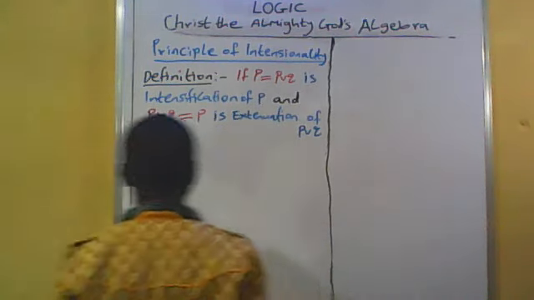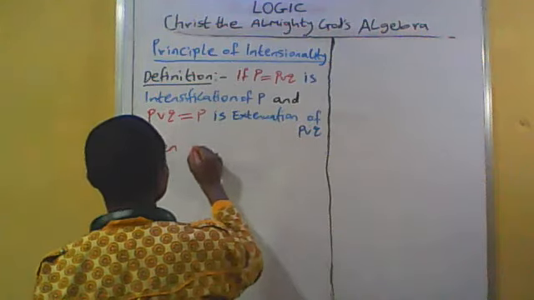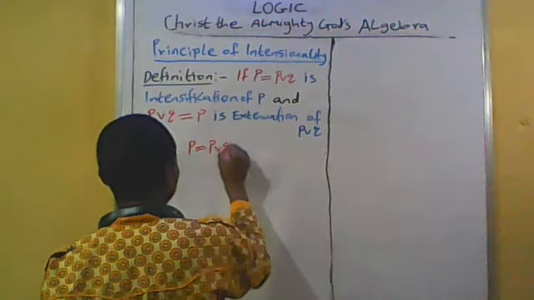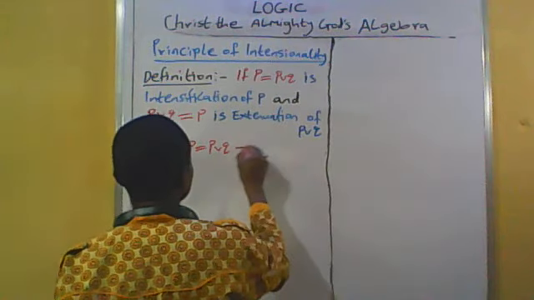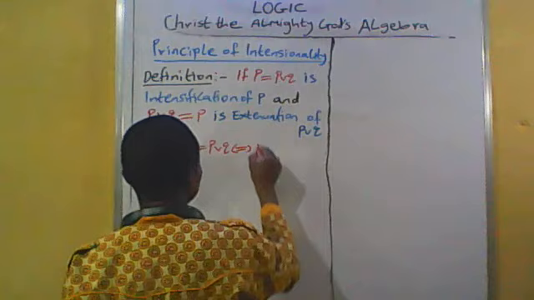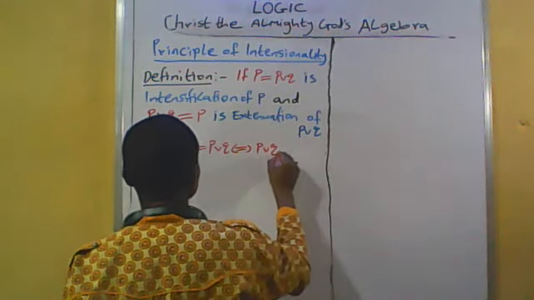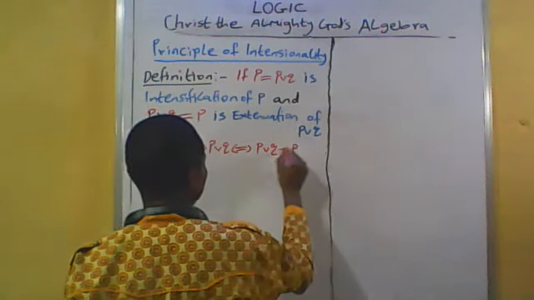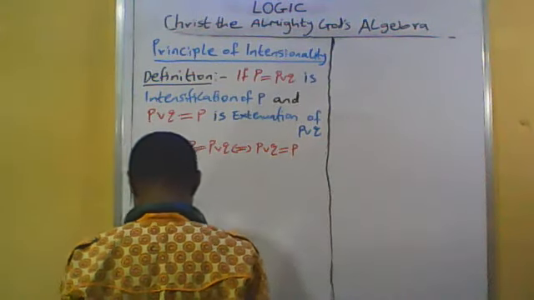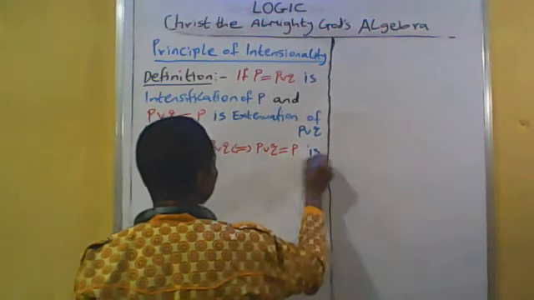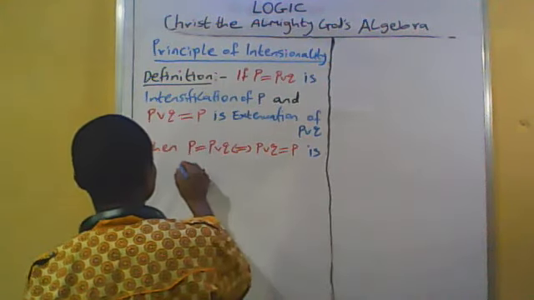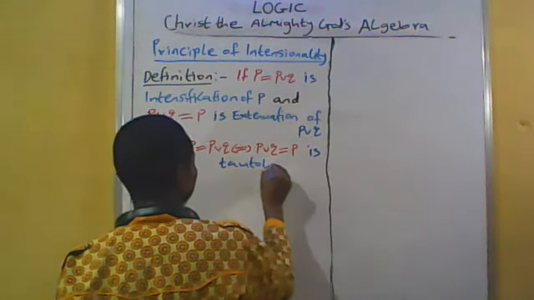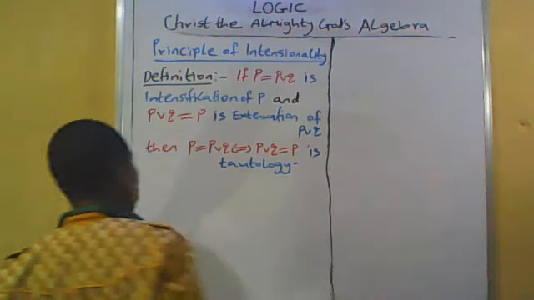Then P is equal to P or Q if and only if P or Q is equal to P is tautology.